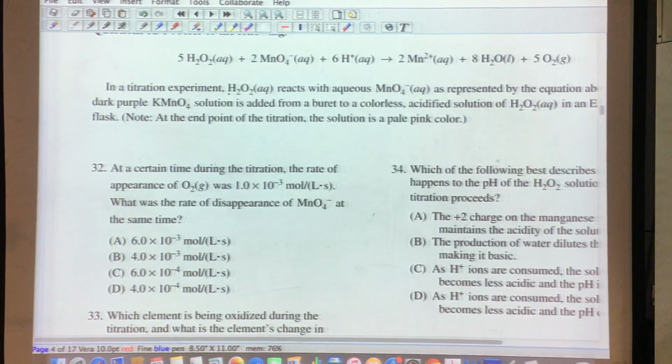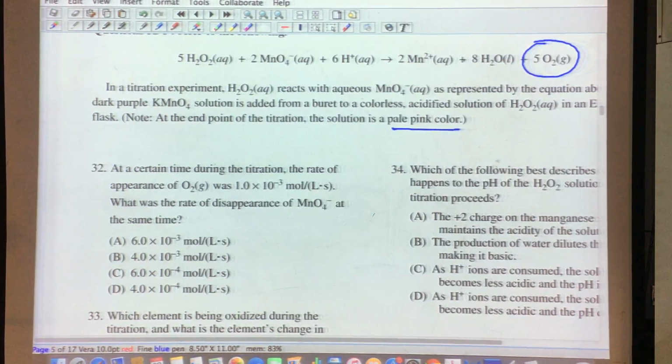In a titration experiment, H2O2 reacts with aqueous permanganate. Dark purple is added to a beaker of colorless acidified H2O2. Now, the endpoint is that pale pink color that we actually did. And now, great little question here. At a certain time during the titration, the rate of appearance of O2.